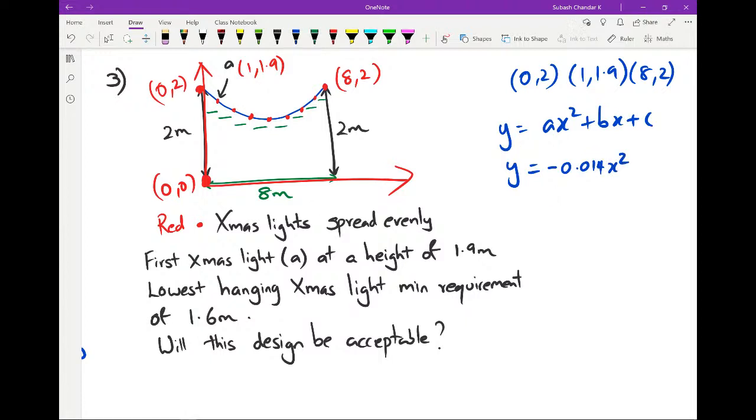Plus, no, minus 0.114x, and then plus 2.